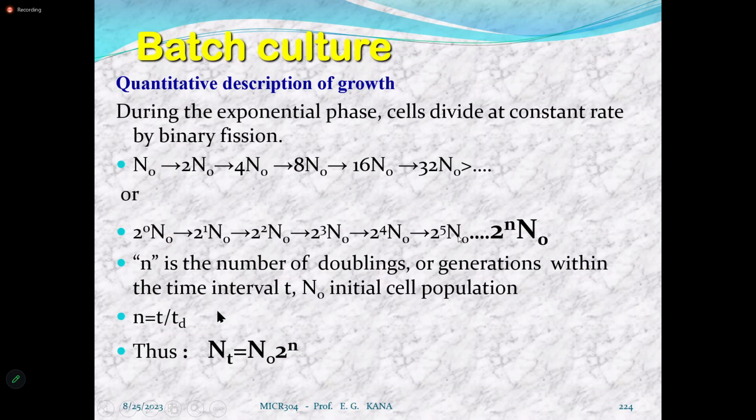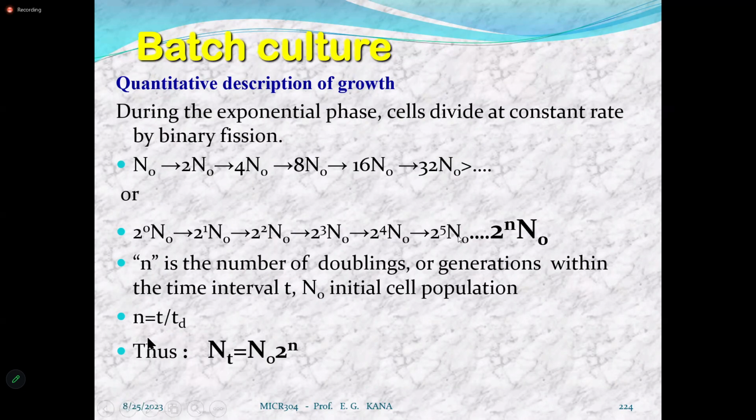Then you have a new term here. TD is the time it takes to achieve one doubling. That is the time to move from N naught to 2N naught. I repeat, TD is the time it takes for a cell to complete a cycle. It is the time it takes to achieve one multiplication or one division. It is the time it takes to go from N naught to 2N naught, or to go from 4N to 8N. That stands for your TD.